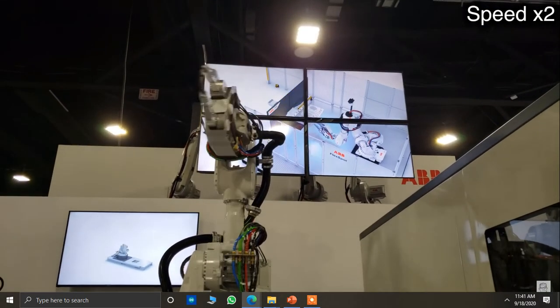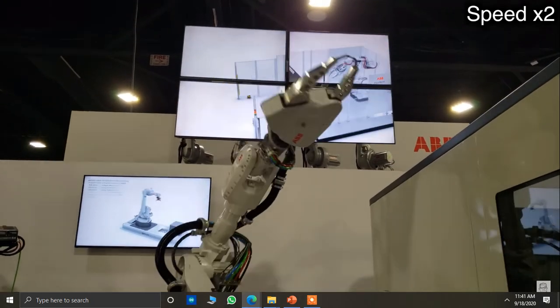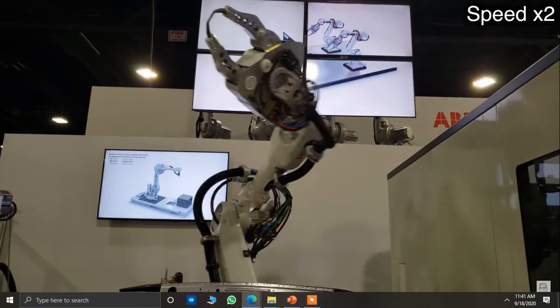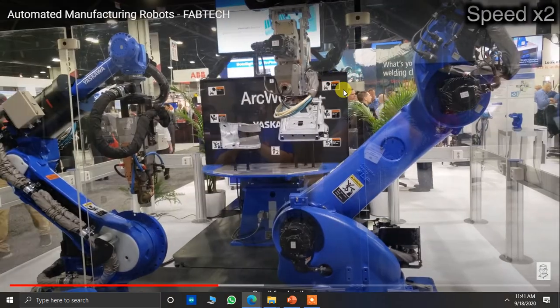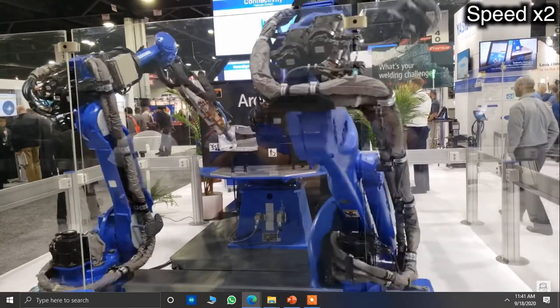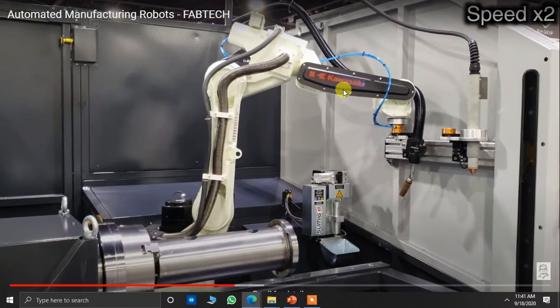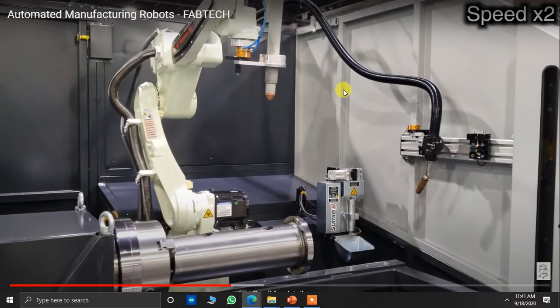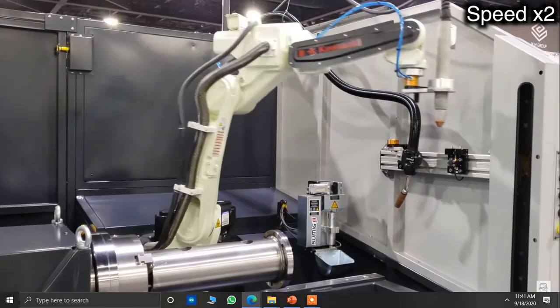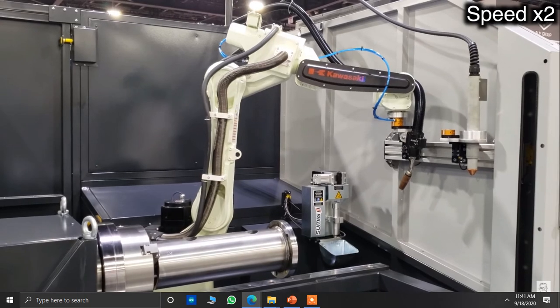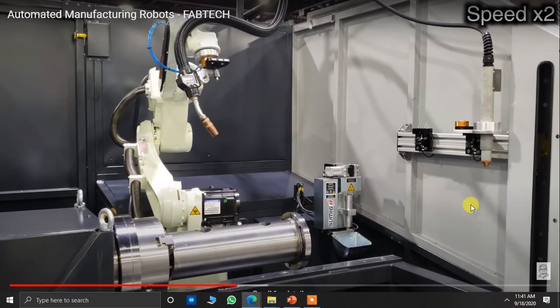Here the welding tip is being connected with the robot. Kind of spot welding. This is a CO2 laser. See, it has two different tools. One is a kind of welding tool. That one is a CO2 laser. So you can use welding and laser cut, both things, in one robot.